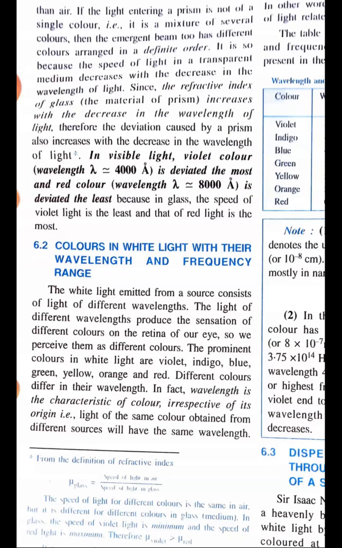What are the 3 primary colors? Vasant, tell me. What are the primary colors? What, sir? What are the primary colors? Sir, blue, green, yellow. Good. Blue, green, yellow, or red? Orange, sir. No, not orange. Is it blue, green, yellow, or blue, green, red?